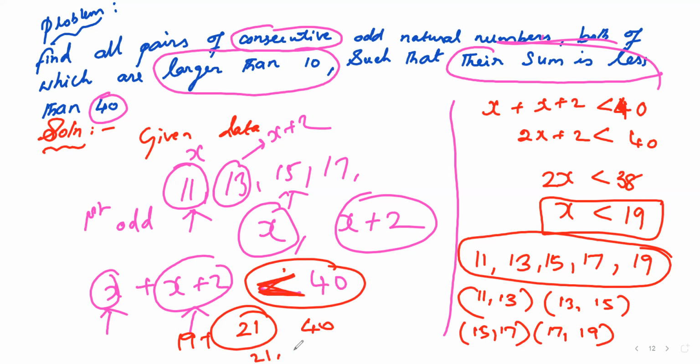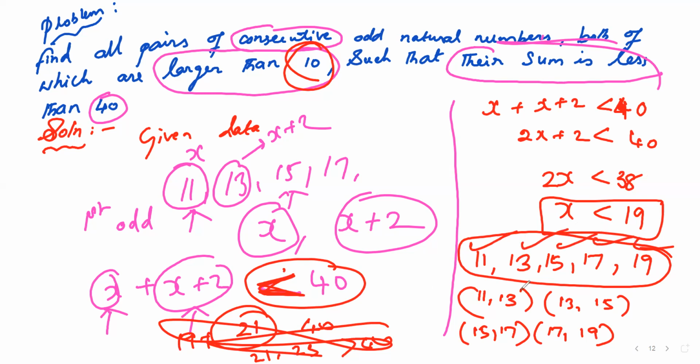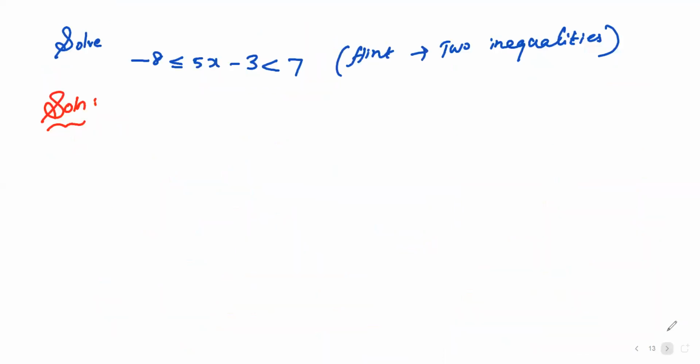Suppose the next pair is 21, 23. Obviously, their sum is greater than 40, so you should not take that. The numbers are odd natural numbers larger than 10, and their sums, 11 plus 13, 13 plus 15, 15 plus 17, 17 plus 19, are all less than 40. These two conditions are satisfied. So our answer is 11, 13; 13, 15; 15, 17; 17, 19. Okay, next question.